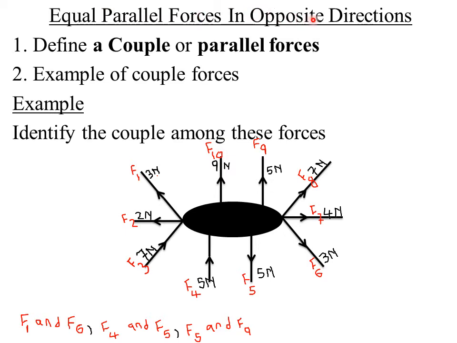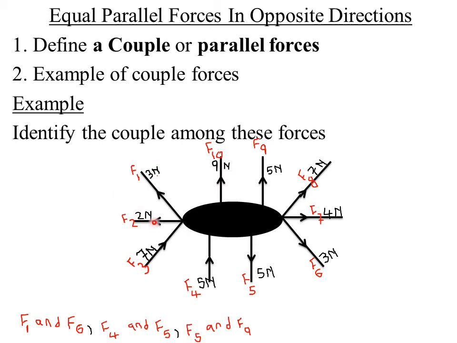Then the forces are moving in opposite directions. Force F1 is moving upwards, whereas force F6 is moving downwards. So they are satisfying all the three conditions. Therefore, we conclude that F1 and F6 represent a couple.